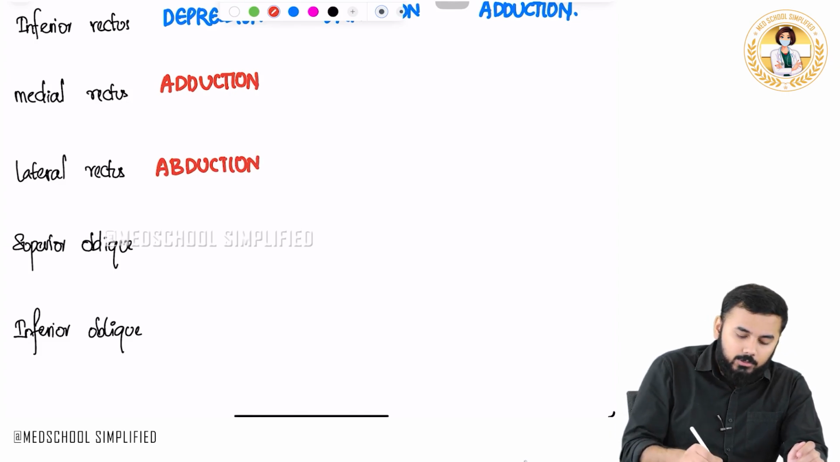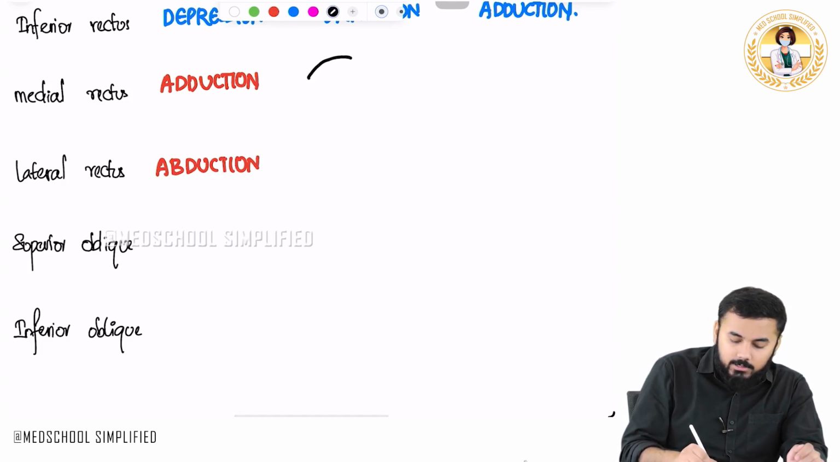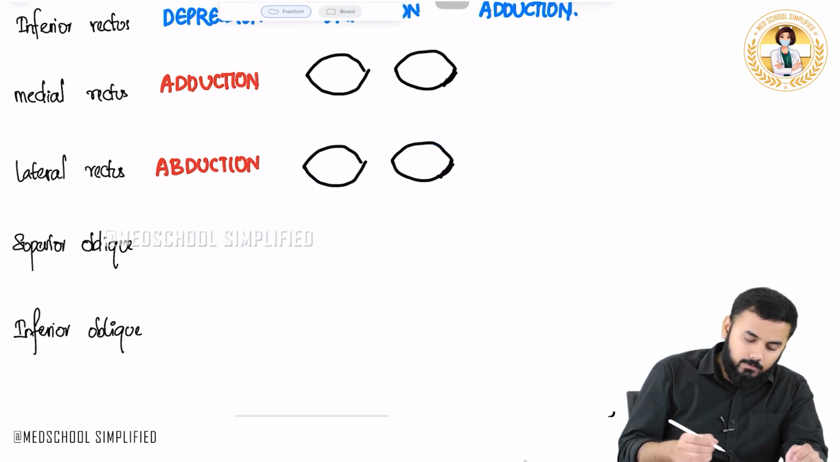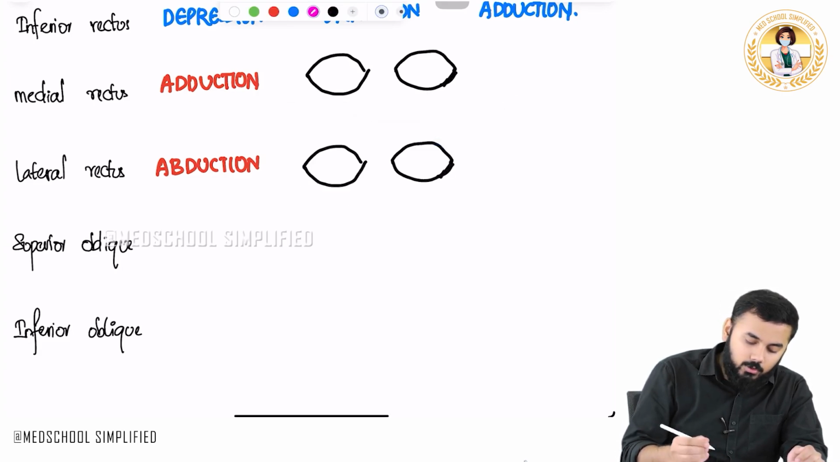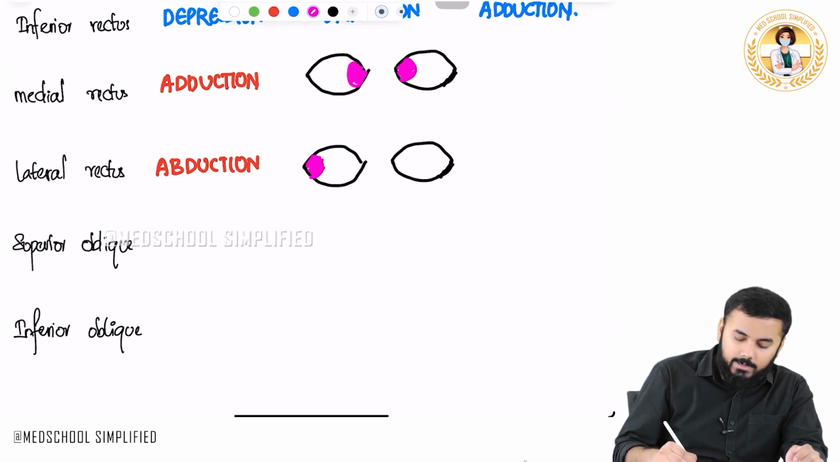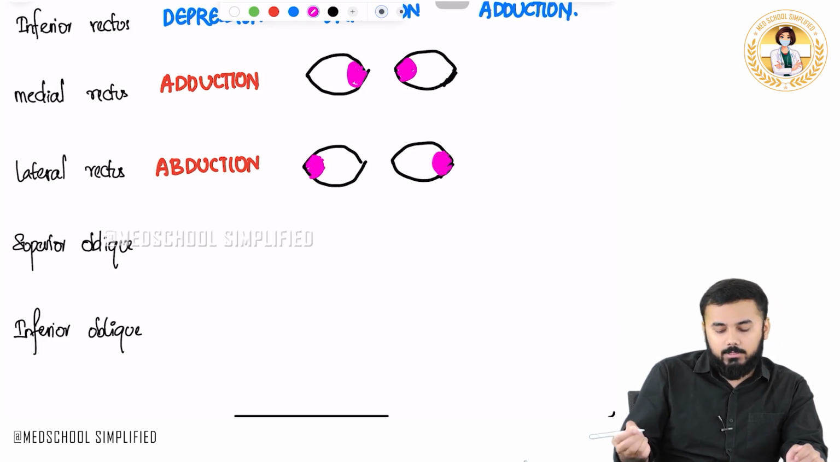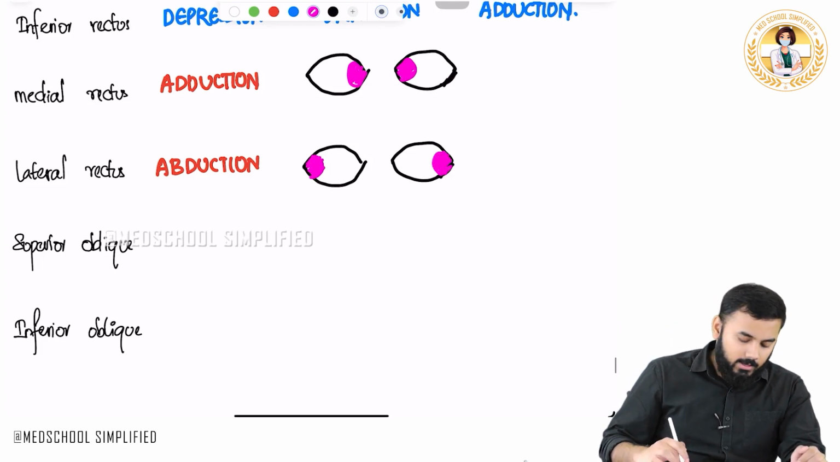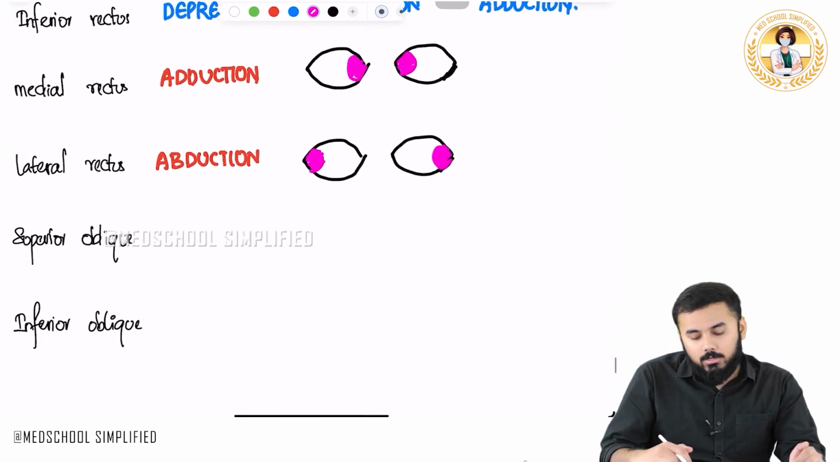Okay, so when I tell about adduction, this is how the picture looks. Medial rectus, right? So adduction. The eyeball is looking medially here. When it comes to abduction, the eyeball is looking laterally. This is called abduction.